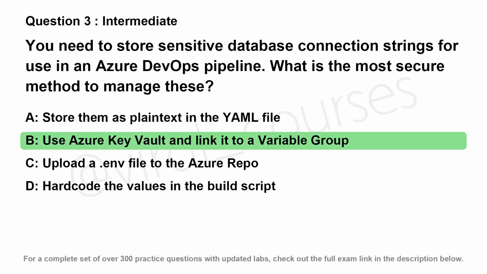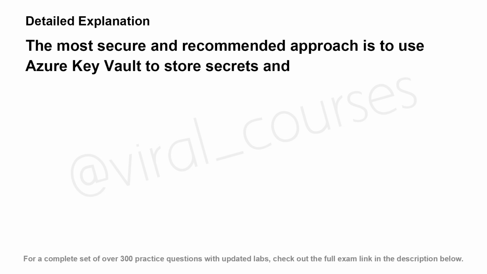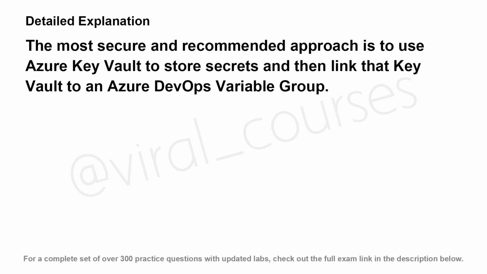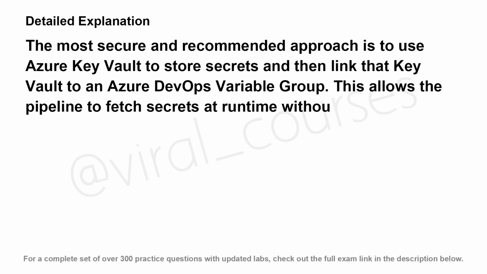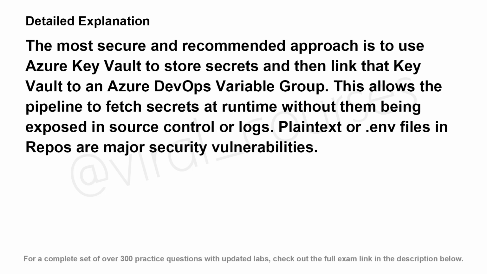The correct answer is B. The most secure and recommended approach is to use Azure Key Vault to store secrets and then link that key vault to an Azure DevOps variable group. This allows the pipeline to fetch secrets at runtime without them being exposed in source control or logs. Plaintext or .env files in repos are major security vulnerabilities.